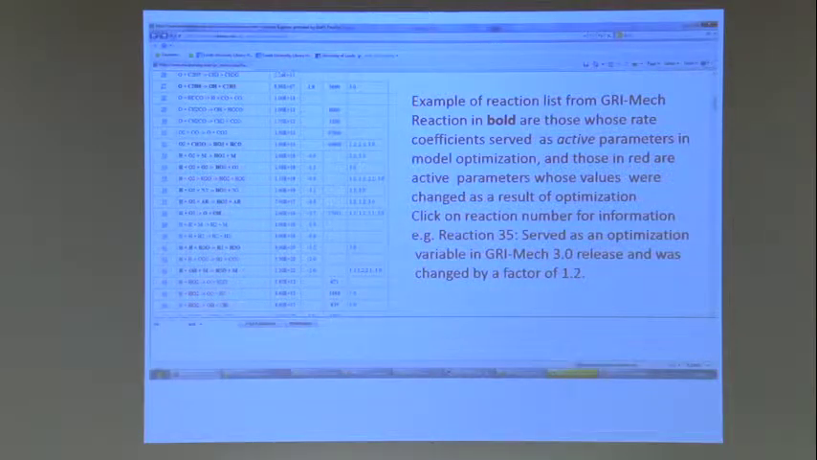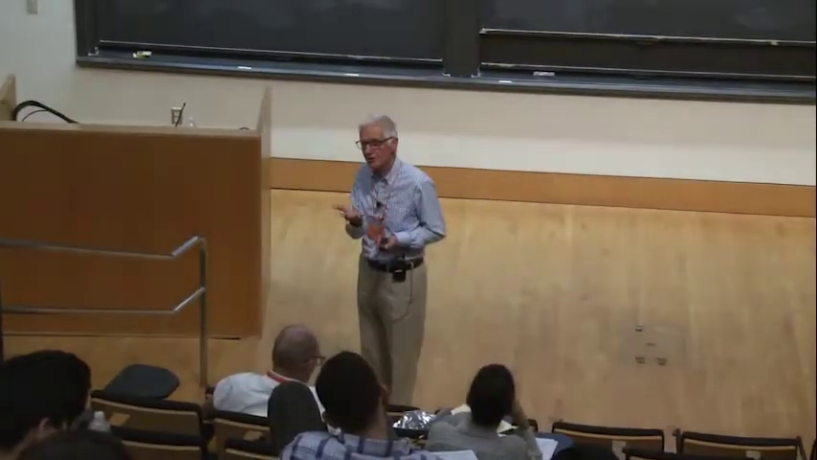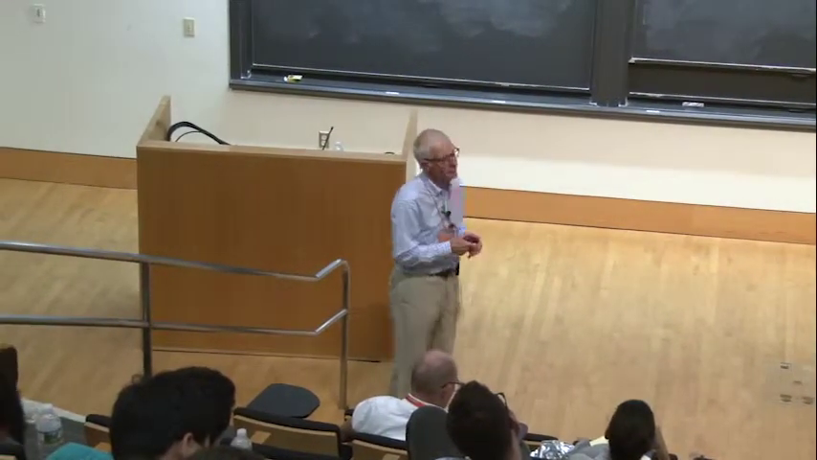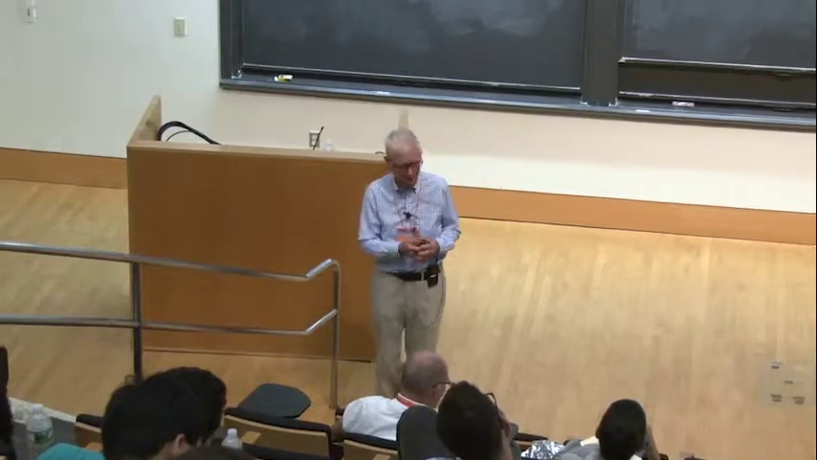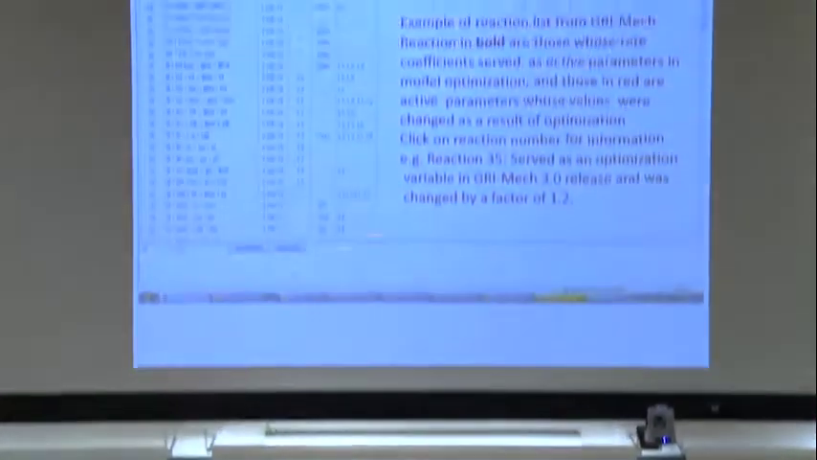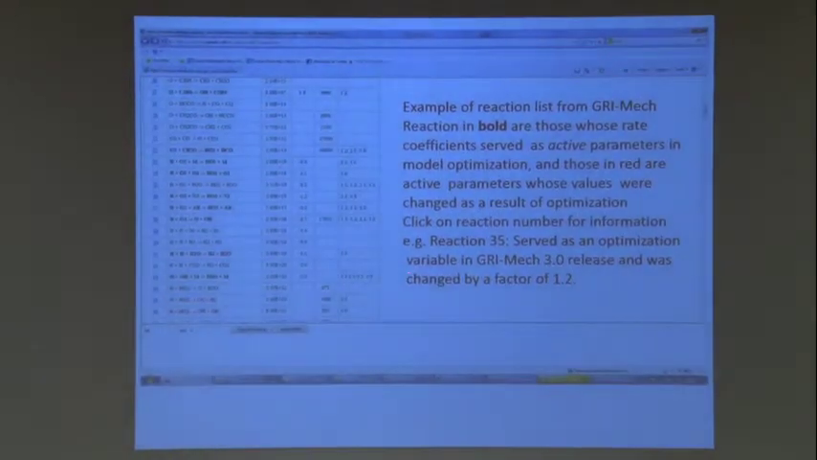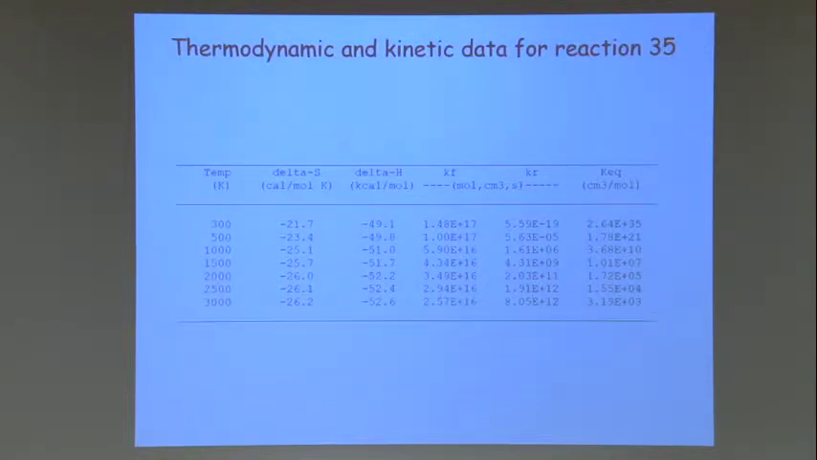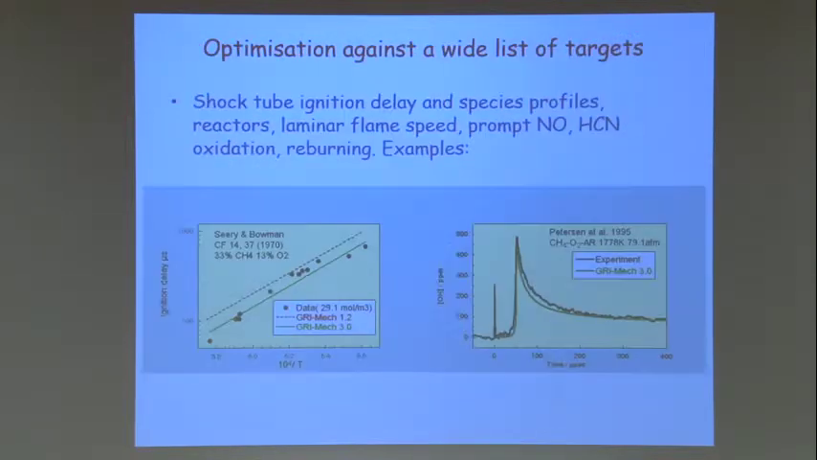And this is related to what we were talking about a couple of days ago. Water is a particularly efficient third body, and they found that this was an appropriate one to tune because there was significant uncertainty. But even so, they only changed it by a factor of 1.2 from the recommended value. So there is tuning going on, and you can click on a reaction number and find information when you go to the website. And here's the thermodynamic data for reaction 35. Again, you can check that against ATcT, for example.